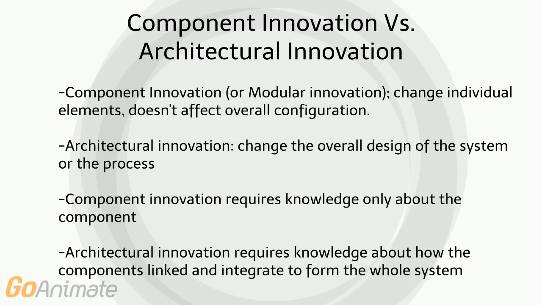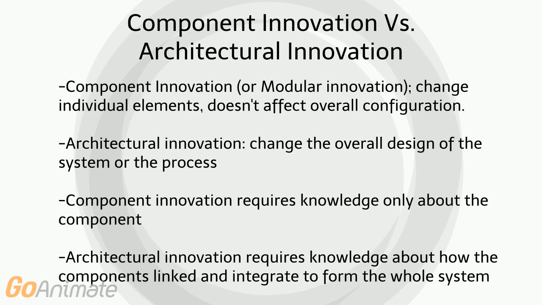An innovation is considered a component innovation if it entails changes to one or more components, but does not significantly affect the overall configuration of the system. While an architectural innovation entails changing the overall design of the system, or the way that components interact with each other. Moreover, these two types of innovation require different knowledge about the components and system.